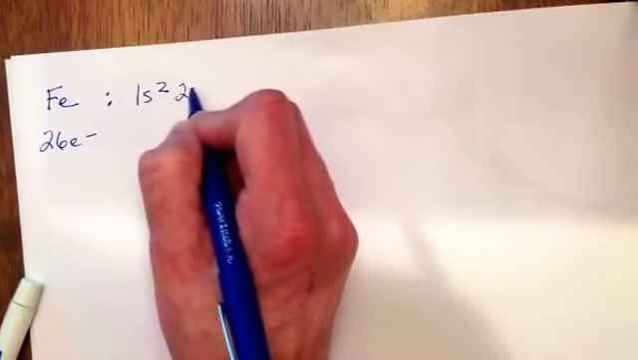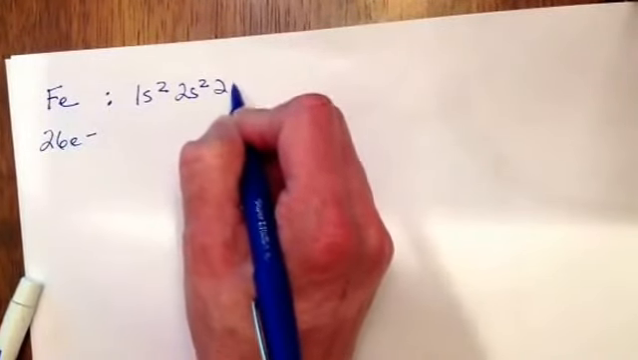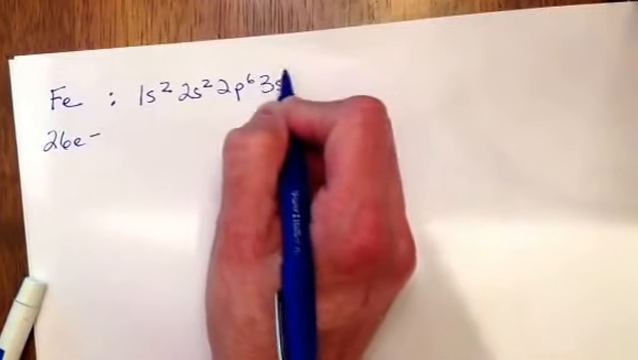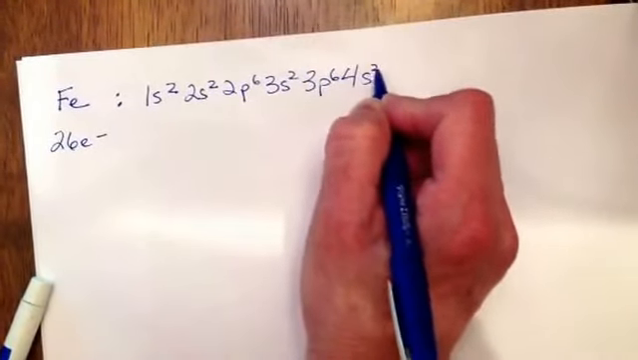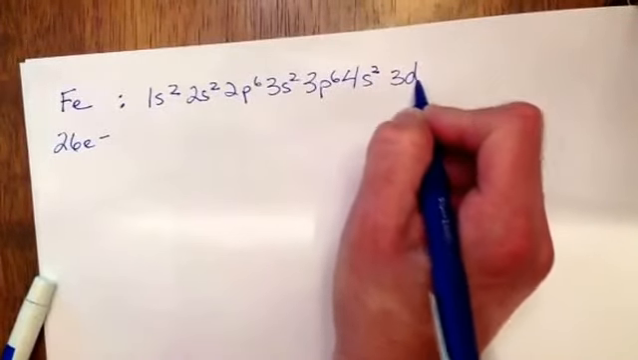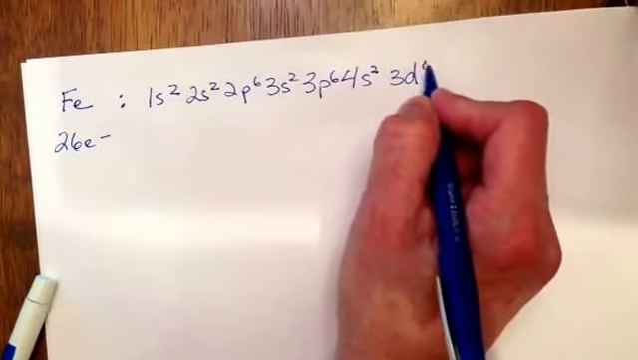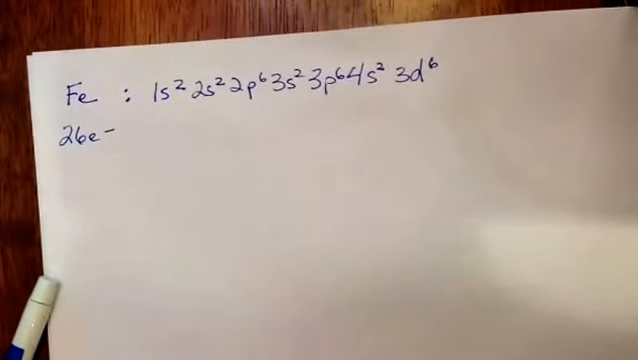So let me go ahead and write what we just talked about. I would write the electron configuration for iron as 1s2, 2s2, 2p6, 3s2, 3p6, 4s2, 3d6. And that would be my long electron configuration for iron.